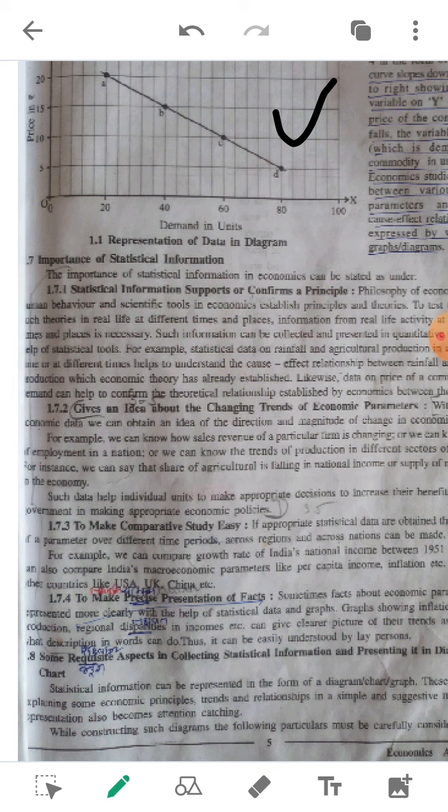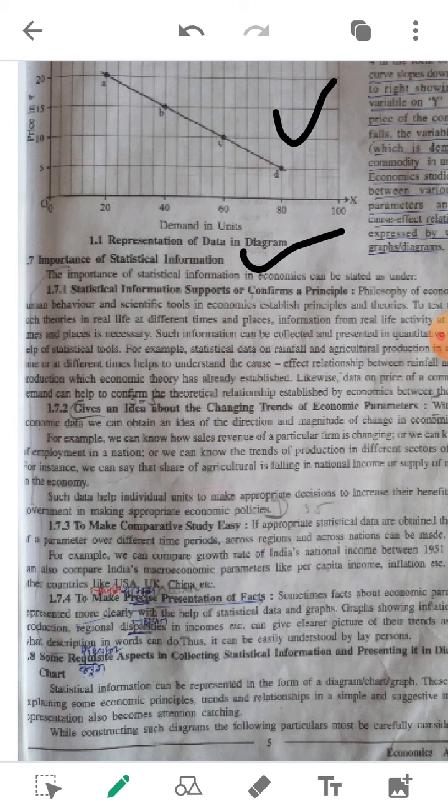Now, what is the importance of statistical information? That is here. Statistical information supports or confirms a principle, whatever principles are generated or created for economics. This statistical information supports that principle. Philosophy of economics observes human behavior, and scientific tools in economics establish principles and theories.